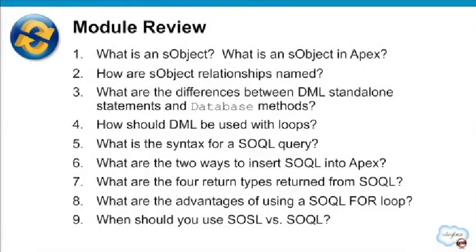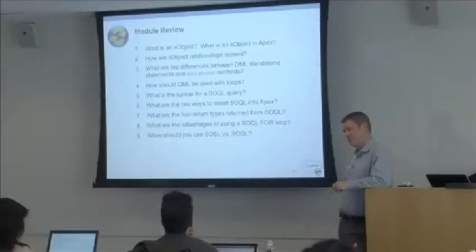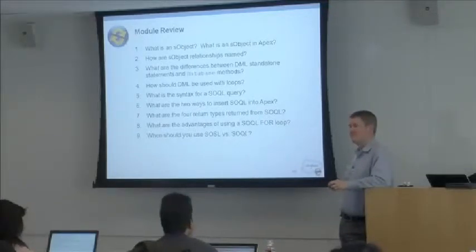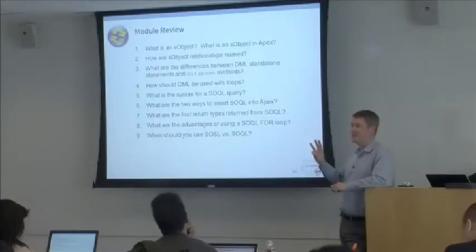Database.query method. Okay? What are the four return types returned from SOQL? Single object. Mm-hmm. A list. Be more specific. So a single sObject. Okay. A list of sObjects. A list of concrete sObjects. Oh, yeah. Very good. Got two of them. An integer. An integer if we do a select count. Very good.